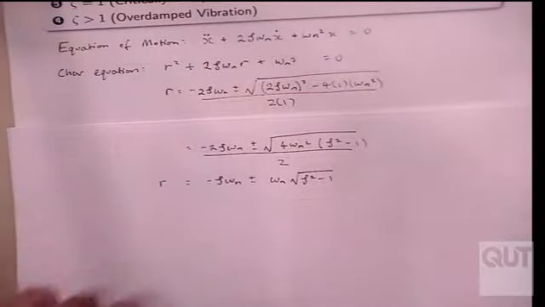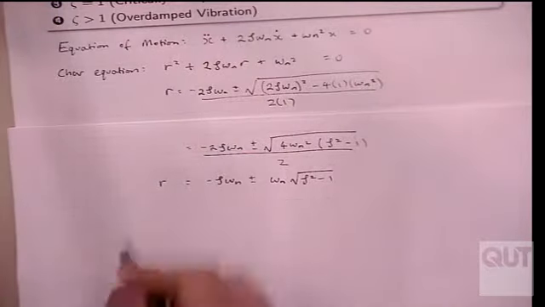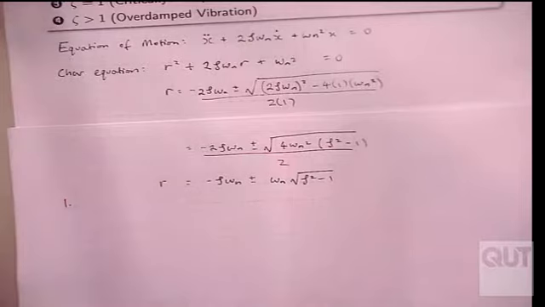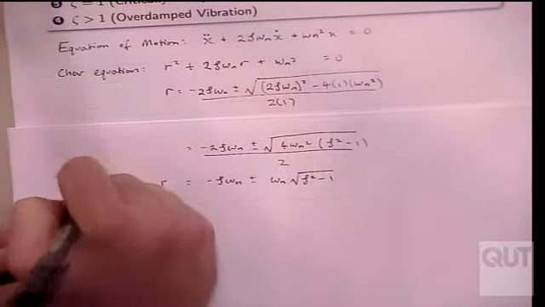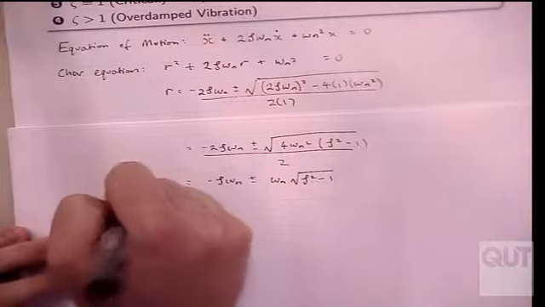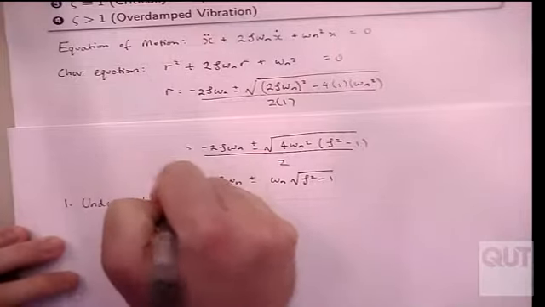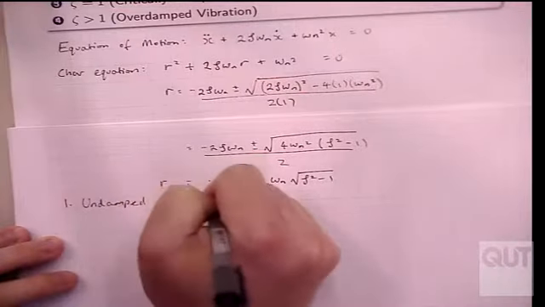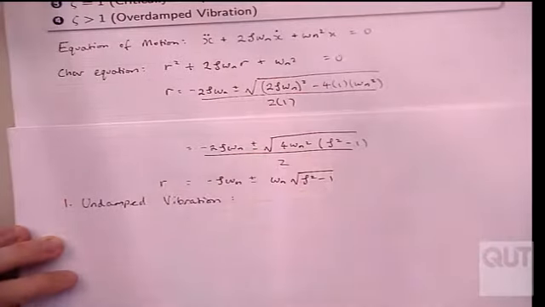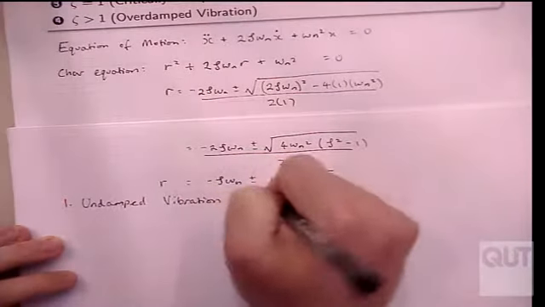So now that we've got the general form for the roots, I want to try and see what our solution looks like for our 4 different types of damping. The first type of damping we can have is undamped vibration. For undamped vibration, the damping ratio equals 0.